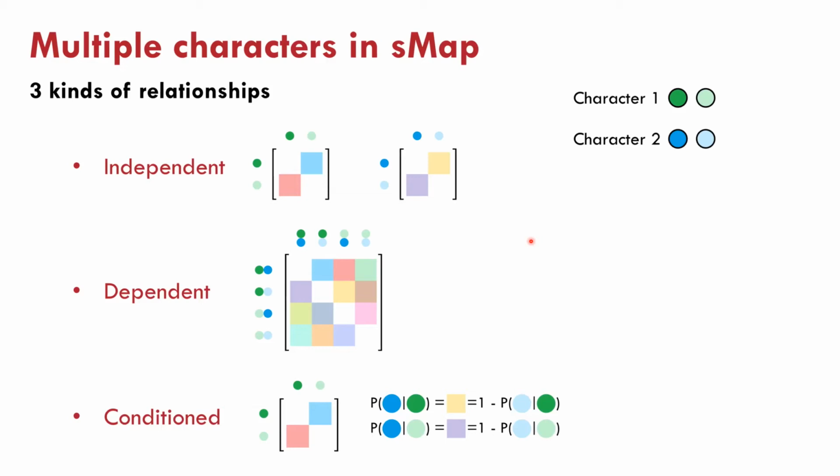And I will show you later on why this can be useful. Furthermore, if you have multiple characters, you may want to test whether these characters are correlated with each other or not. And you can do this in sMap by doing the D-test.